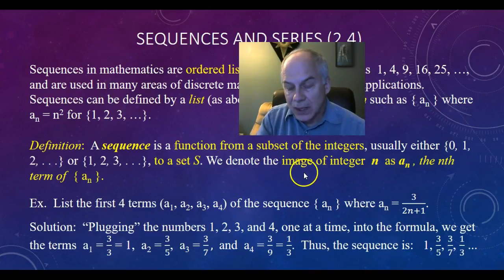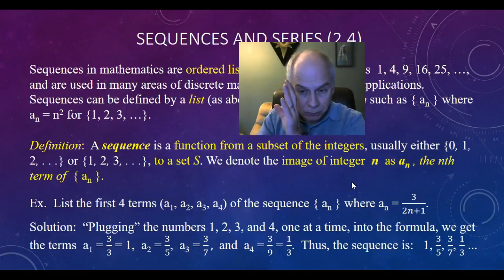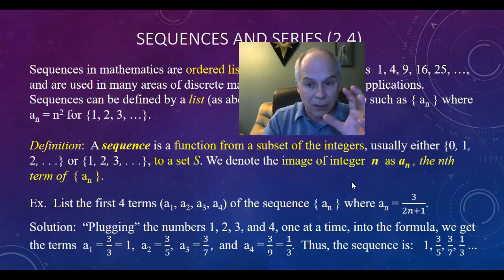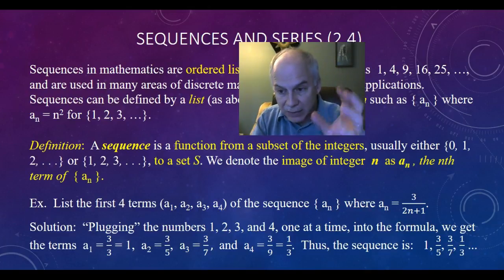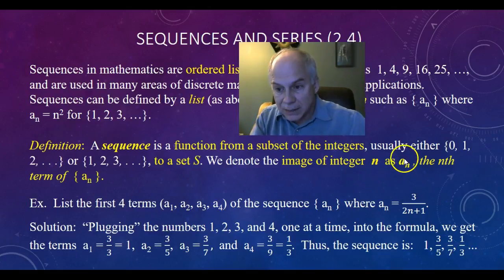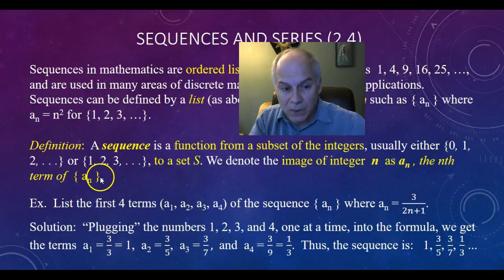So we denote the image of integer n as a sub n. You notice we're going from n and then arriving at a term, a sub n. A sub n is the nth term, okay? A sub n should mean to you the nth term of some sequence, and we say the sequence of a sub n, all right?